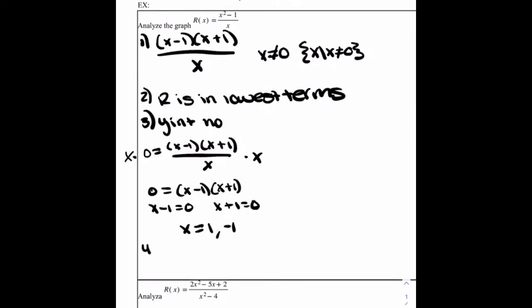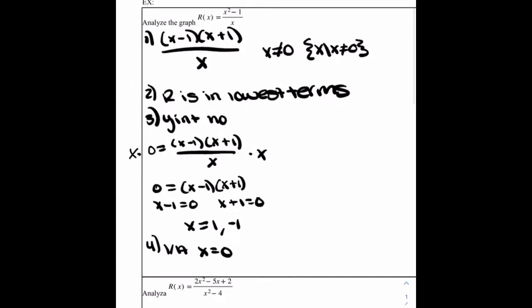Step 4, locate the vertical asymptote. If we remember, the vertical asymptote is your domain restriction. So we have a vertical asymptote at x equals 0.